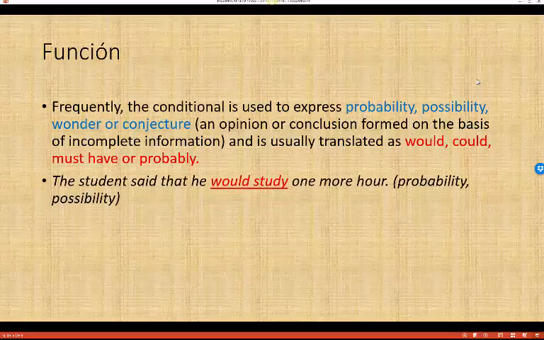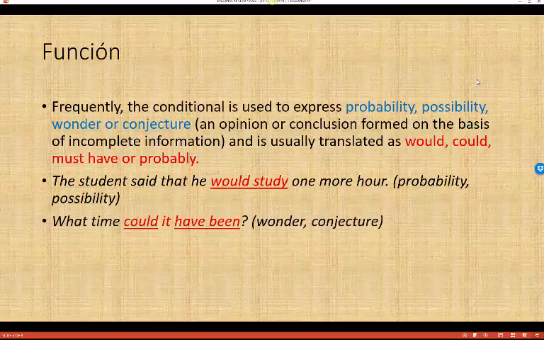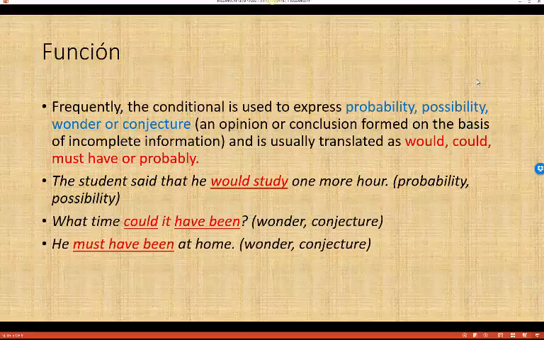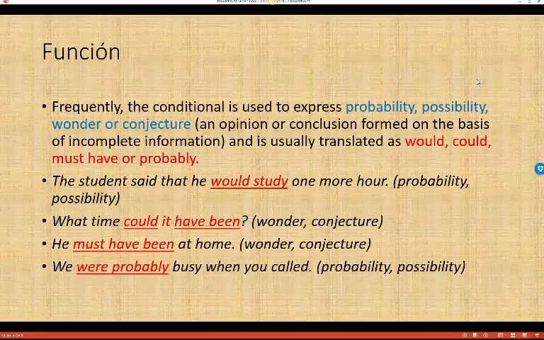So let's look at a few examples. The student said that he would study 1 more hour. This is a probability. It is a possibility that he actually does it, or that he would do it. What time could it have been? I wonder. Okay? So I'm asking this question based on possibly missing information. Okay, so what time could it have been when the accident happened? He must have been at home. I'm missing information, but I'm basically making this assumption that he must have been at home when the accident happened. We were probably busy when you called. So this is a probability, it is a possibility, which is probably the reason why we didn't pick up the phone.